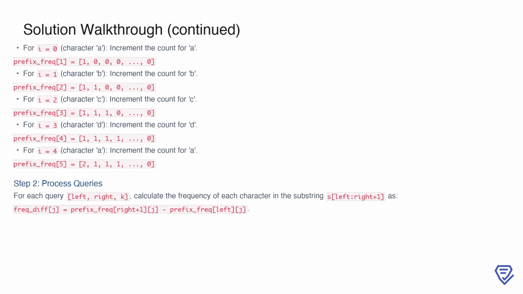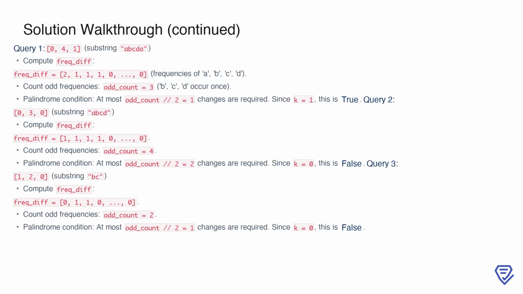To process a query like left, right, k, we determine the frequency of each character within the substring by subtracting the prefix counts: prefix_frequency[right + 1][j] minus prefix_frequency[left][j]. This difference gives the exact count of the jth letter in the substring being queried. Now, let's evaluate the queries.